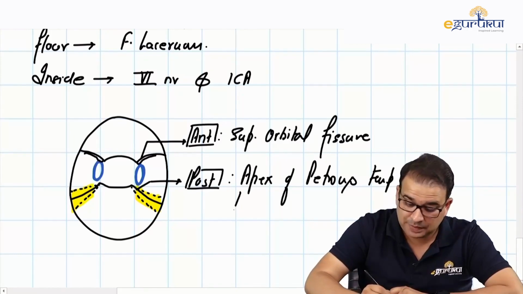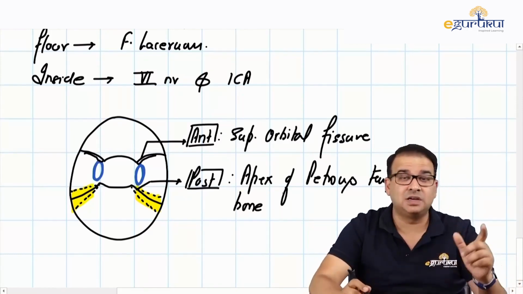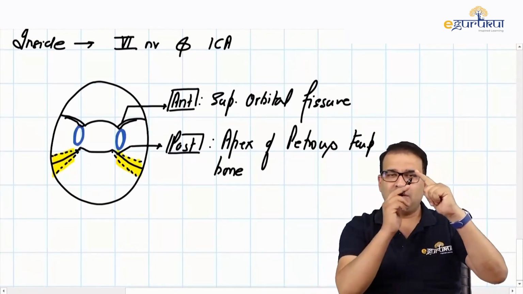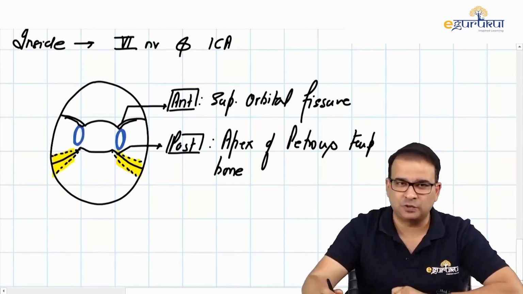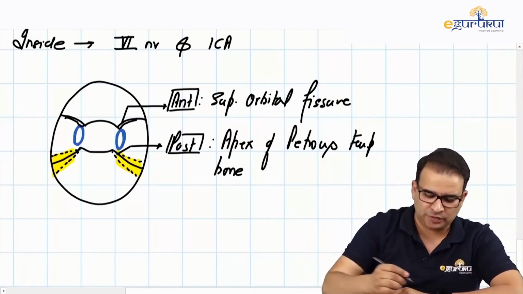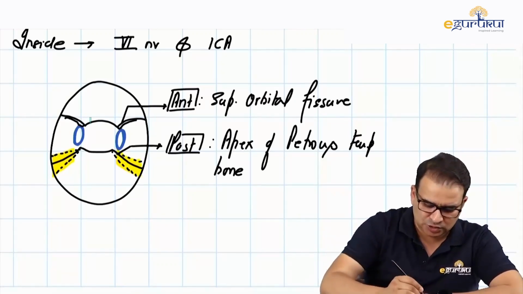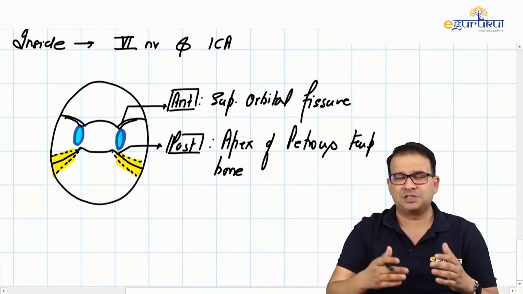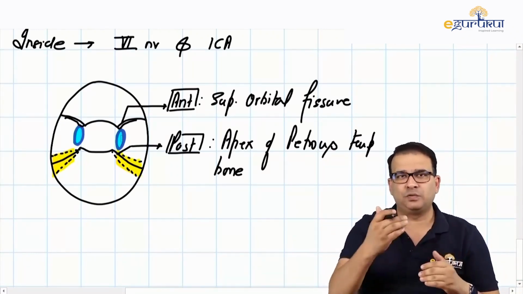The same apex of petrous temporal bone to which a sixth nerve was related. Remember that we said abducens nerve will ascend upward and it will be related to a sharp margin of apex of petrous temporal bone. That is a posterior relation of cavernous sinus also. So I just drew this rough diagram to show you the anterior and the posterior relation of cavernous sinus, which now completes all the relations: anterior, posterior, lateral, medial, roof, floor, and inside.